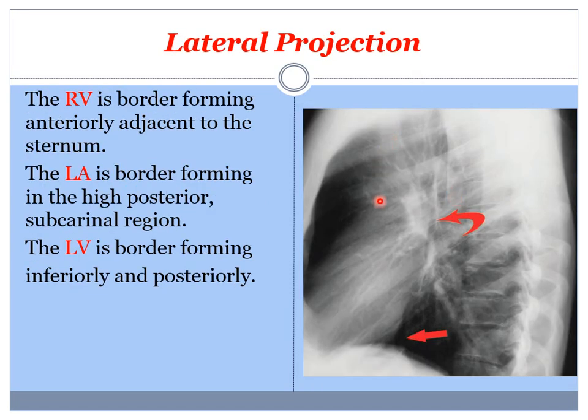On the lateral projection, the right ventricle forms the anterior border adjacent to the sternum. The left atrium forms the border in the high posterior subcarinal region. The left ventricle forms the border inferiorly and posteriorly.